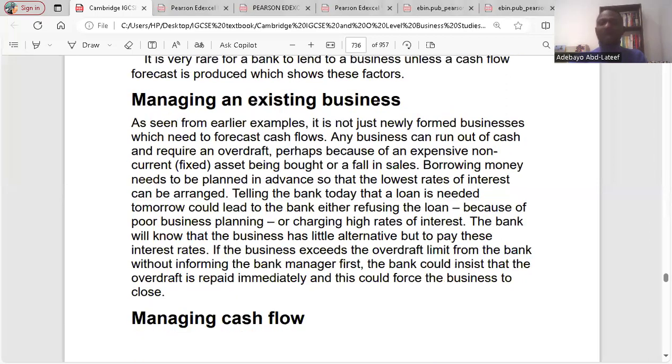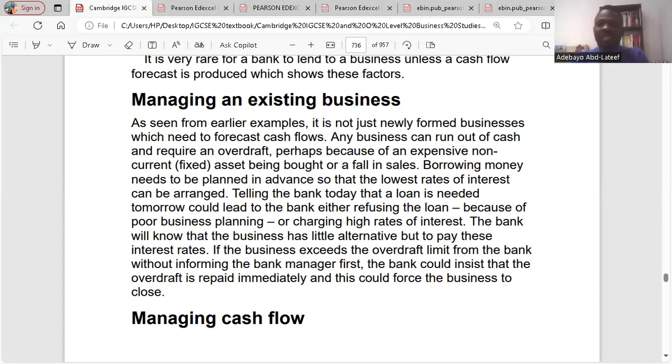The third one, managing an existing business. You also need to have a cash forecast, because even an existing business might run out of cash. Without a cash forecast, it becomes difficult for you to manage cash flow. For example, say in the month of May you're expecting to receive maybe $3,000, and towards the end of May the $3,000 is not yet coming in. Then you know there's a problem, which you have to quickly make adjustments on.